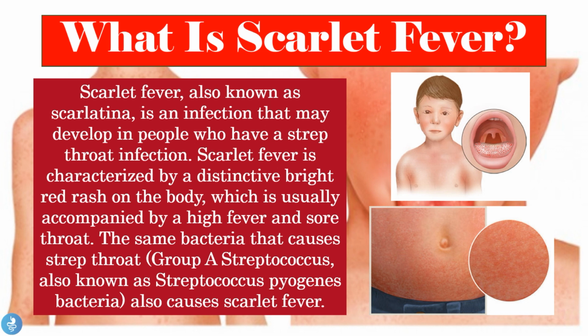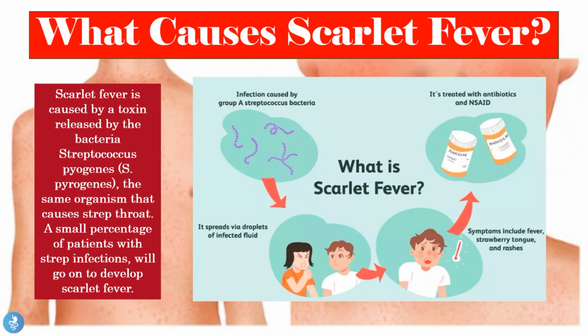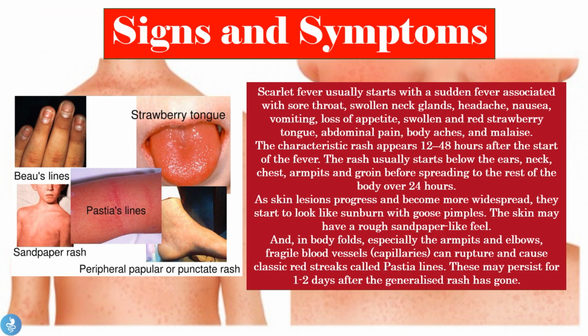So now that we know what the basics of scarlet fever is, let's take a closer look at how one can contract the disease. As we mentioned in the slide before, scarlet fever is caused by a toxin released by the bacteria Streptococcus pyogenes, the same organism that causes strep throat. A small percentage of patients with strep throat infections will go on to develop scarlet fever. As we mentioned before, the same group A Streptococcus bacteria that causes the strep throat will go on to cause the scarlet fever.